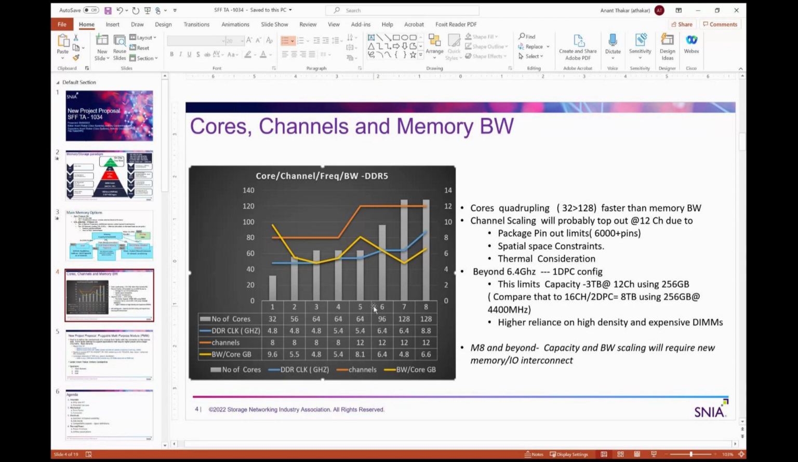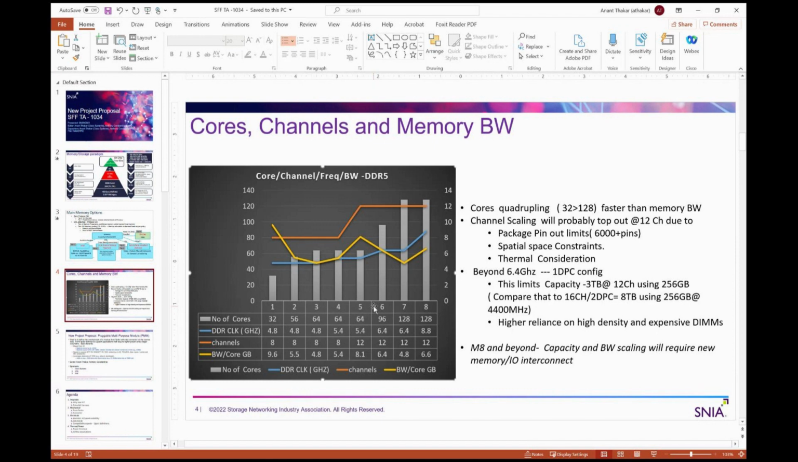The second thing is that higher reliance on higher density will be extremely expensive cost-wise on the server. So we think that for M8 or the next generation of AMD CPUs, the capacity and bandwidth scaling will require a new memory IO interconnect outside of the server domain. It could be CXL, it could be anything over CXL. And that requires on the external side another form factor to hold a lot of memory pooling type of devices. And this is the basis for SFF TA103 for that. There will be use cases where the memory capacity tier will migrate away from the server.